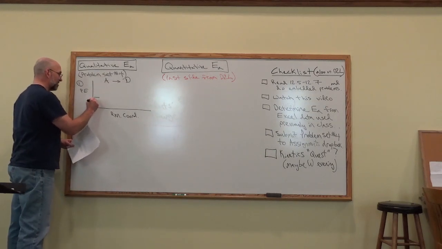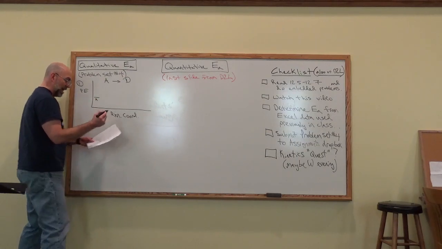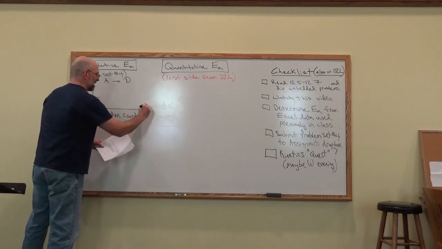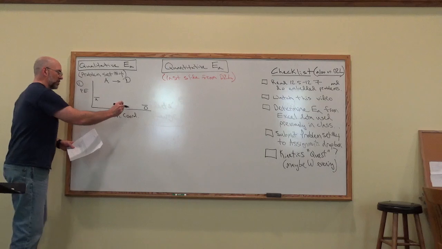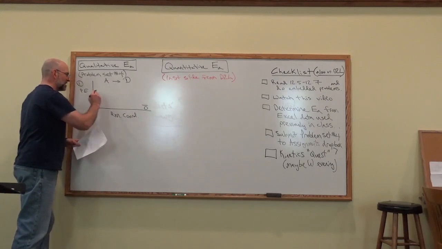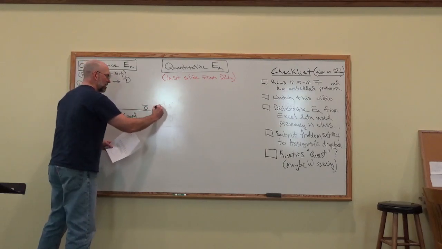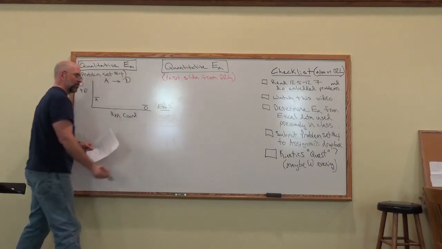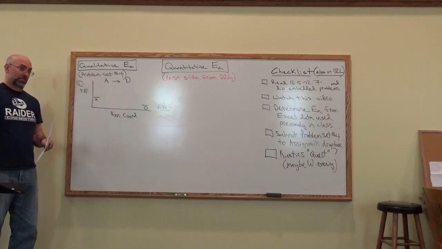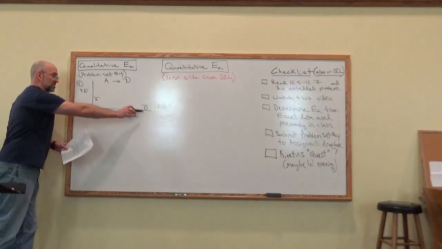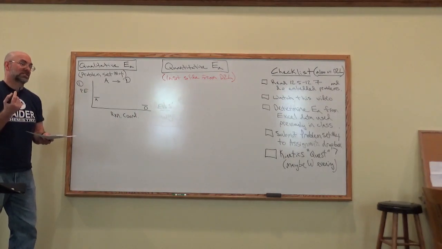So chemical A starts out with a certain level of potential energy, and in this case, chemical D ends up at a lower energy. So the final energy minus the initial energy is going to be negative. This is going to be an exothermic reaction. If D was above A, that would be an endothermic reaction. So that's the final state minus the initial state, kind of like a delta H or even a delta T.